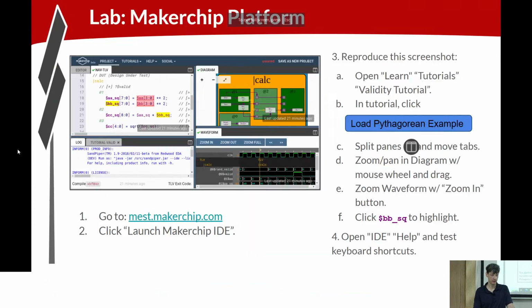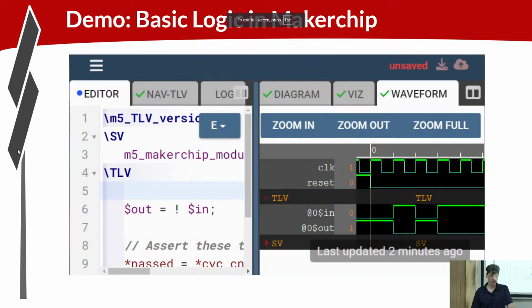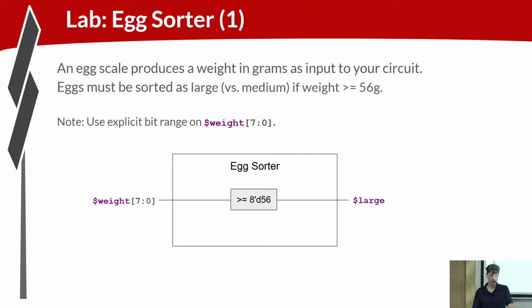You've all seen MakerChip. I don't need to demo that. You've done this one. You understand basic logic gates. So let's do another simple example, just for a little more practice with TL-Verilog. This one's very simple. Again, this is the starting exercise for folks who are jumping in and seeing this for the first time. This example is an egg sorter. We want to know whether an egg is large or medium. This is the circuit that we want to build.